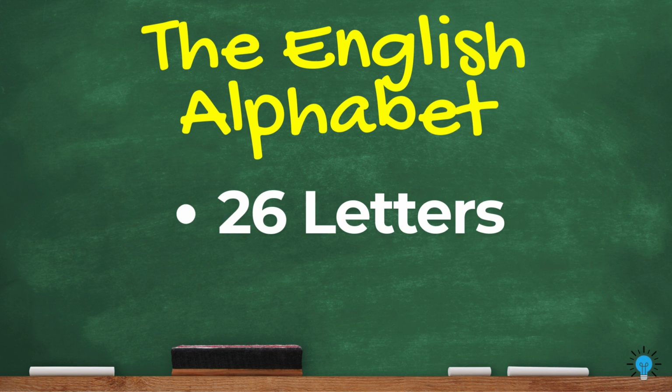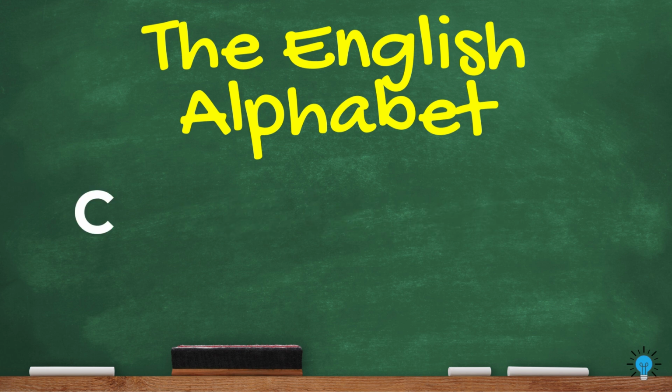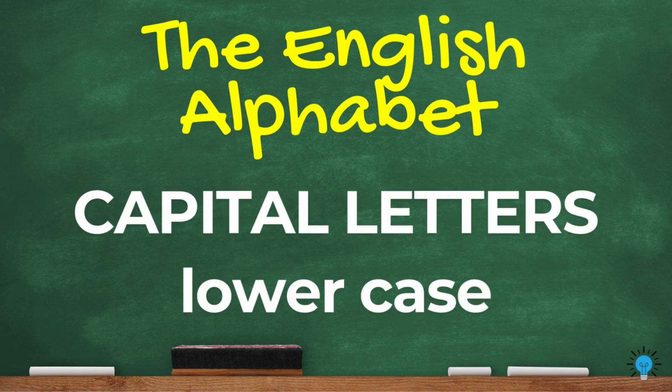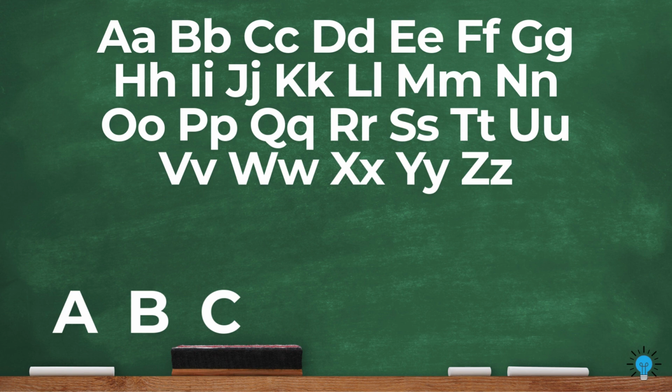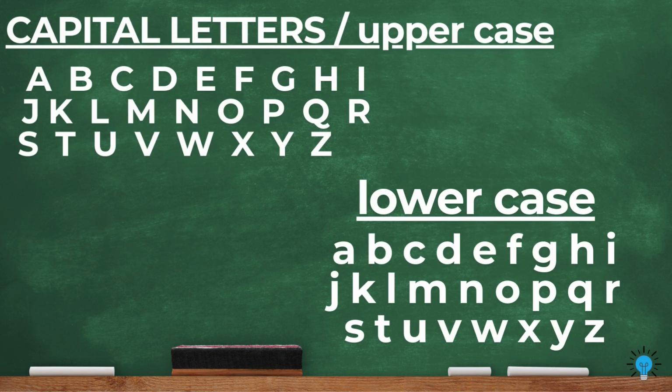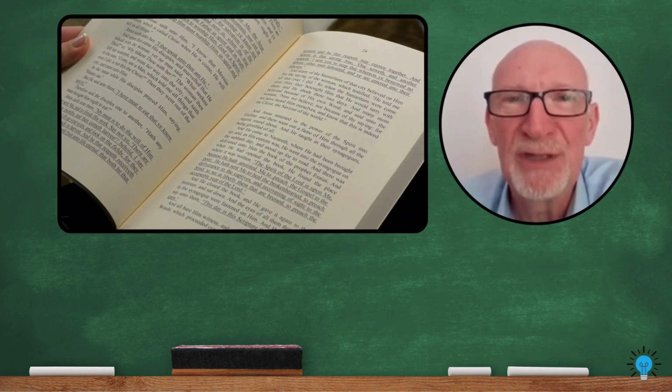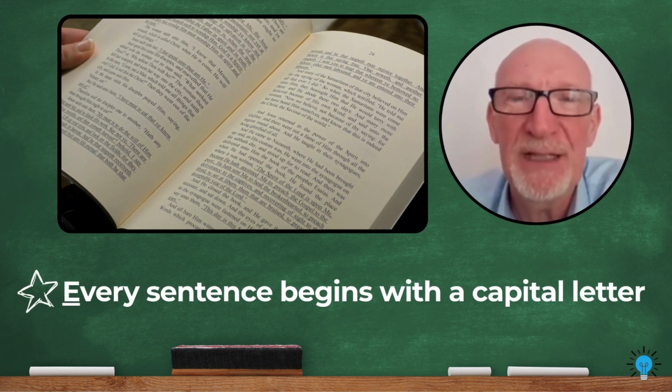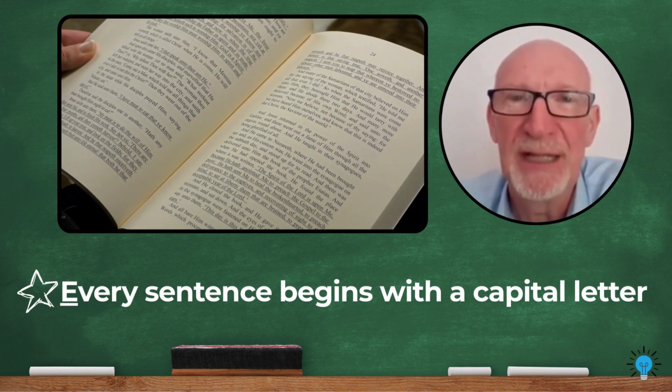So as I said, there are 26 letters in the English alphabet, but there are two forms of each letter. And you can see at the bottom of the screen there are some big letters and some smaller letters. Now the bigger version we call capital letters or uppercase, and the small version we call lowercase. And it's important that you recognize and can write both the uppercase and the lowercase version. You will also notice when you start to read in English that every sentence begins with a capital letter.